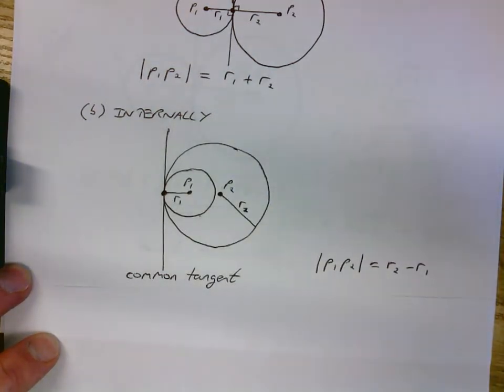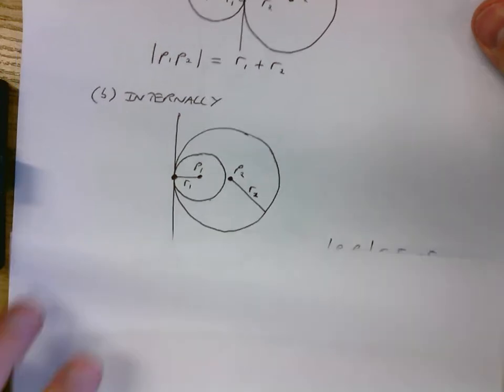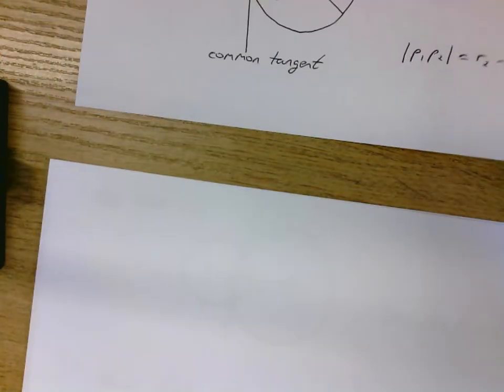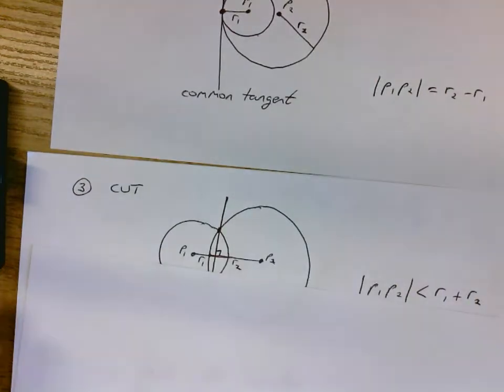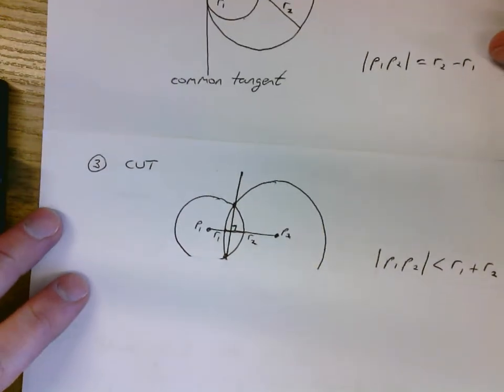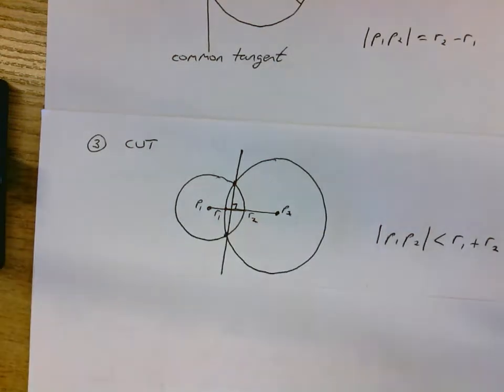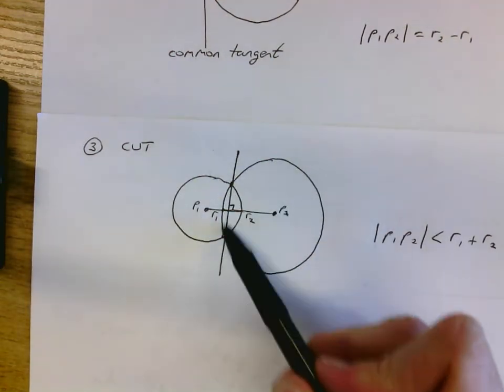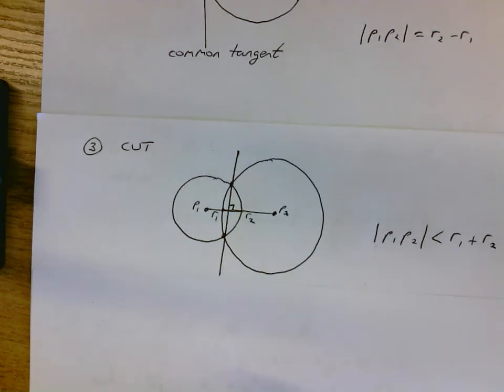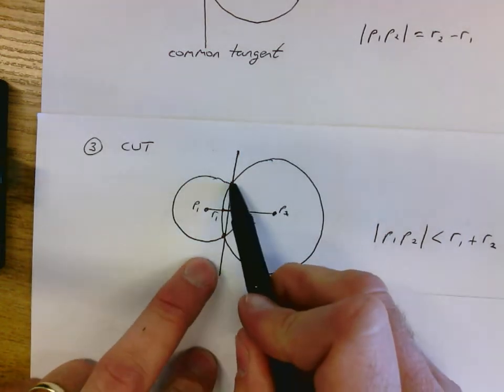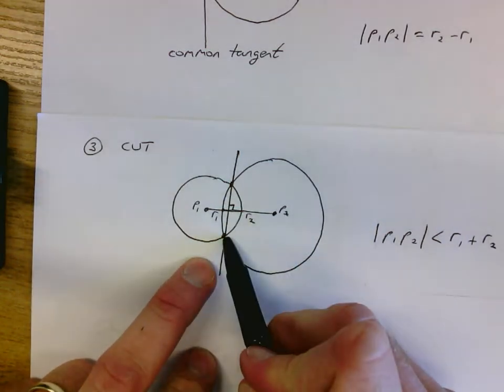And then the third situation, if we have two circles, is that they cut each other. So there we go. And if they cut, again I've drawn one small and one big, but they could both be the same size. If they cut each other, it means they intersect here and here in two places.